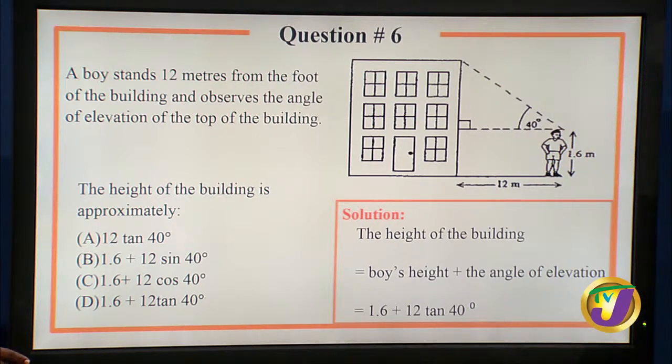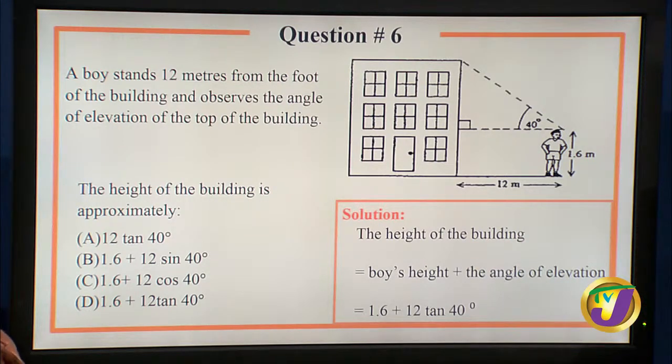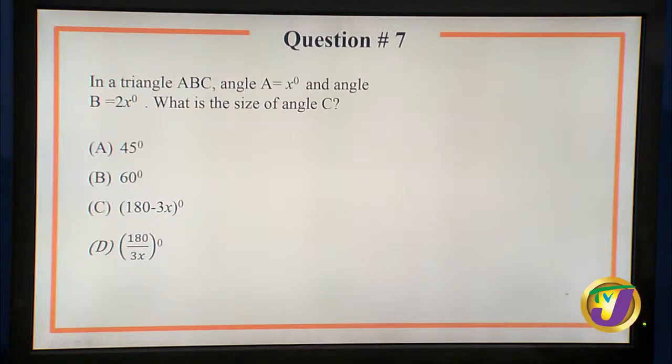The height here, that is what we're trying to find. And so the boy's height added to the angle of elevation represented by the trig ratio that you have identified would give us 1.6 added to 12 tan 40 as the height of the building. Yes, that is correct. Okay. Not bad. But what I see that is required is that we need to pay attention to the information that is given, read all of the question in order to fully be able to answer the question.